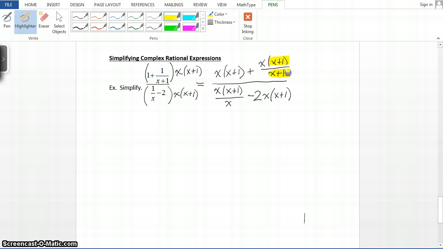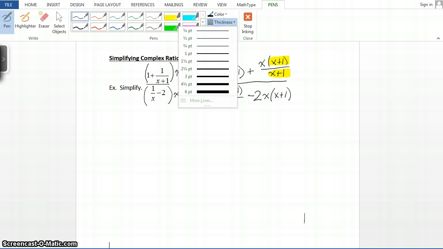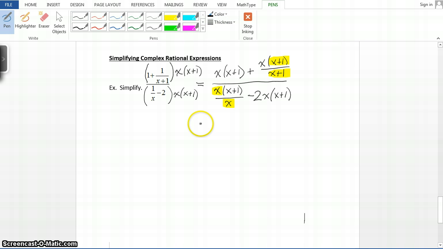The x plus 1's will cancel, as well as those x's will cancel. That's exactly what I wanted, because I wanted to get rid of those smaller denominators. So in the next step, you have x times the quantity x plus 1, then you'll have a plus x. In the denominator, you'll have x plus 1 minus 2x times the quantity x plus 1.